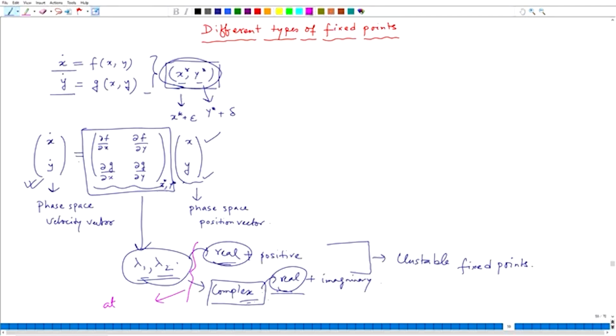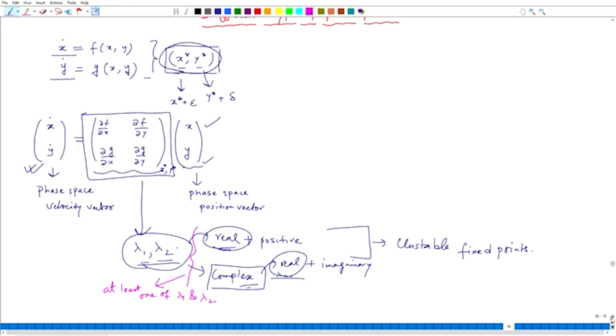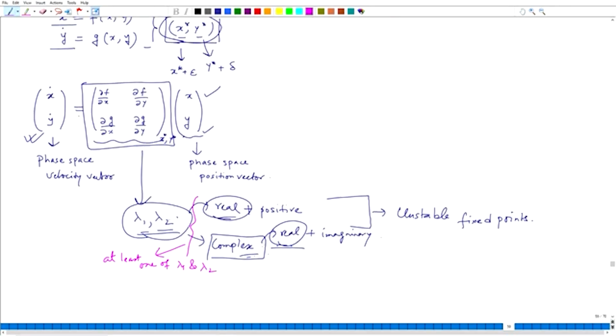So I am just highlighting: at least one of lambda 1 and lambda 2. On the other hand, for a stable fixed point, both of them should be negative. And for the complex roots, the real part for both of them should be negative. If at least one gets positive, then we have an unstable fixed point.